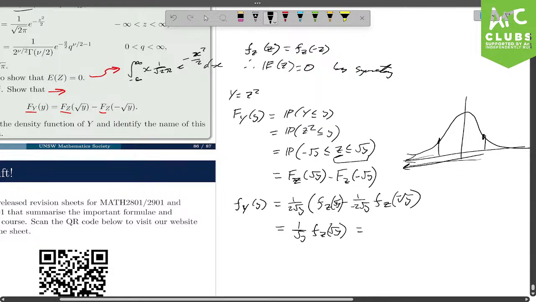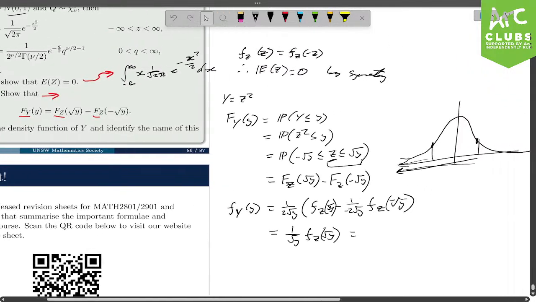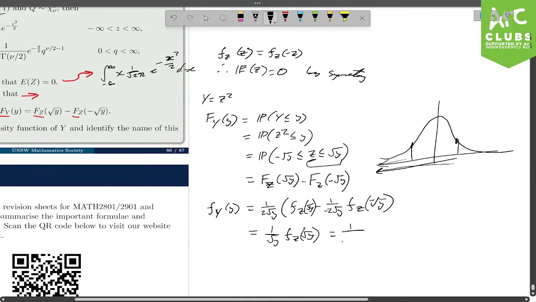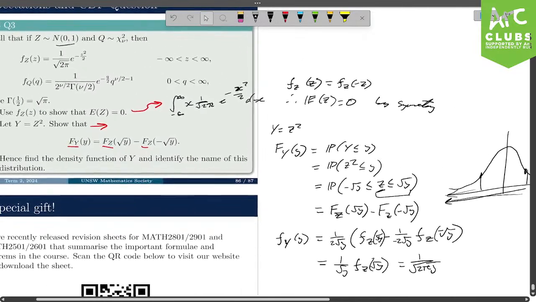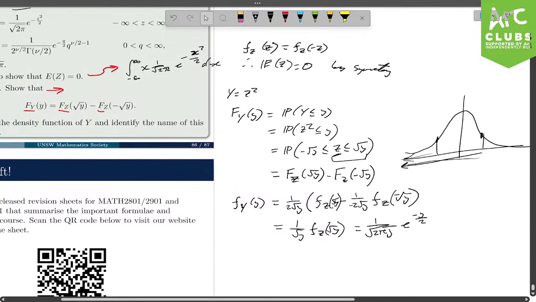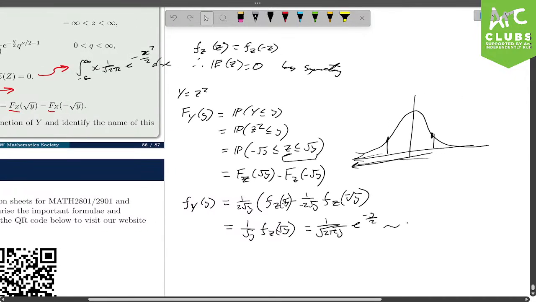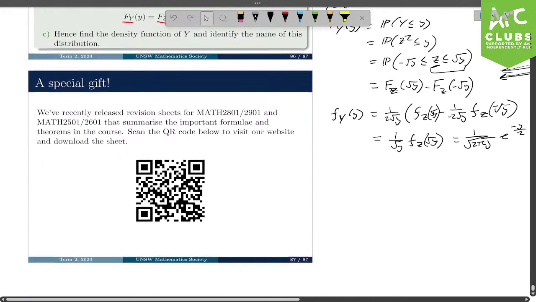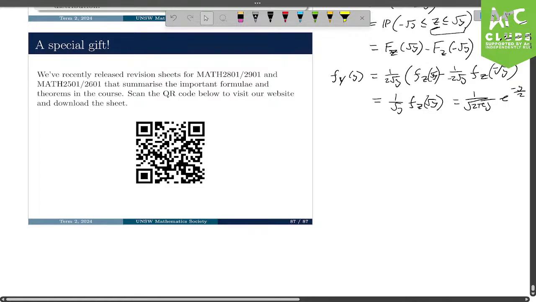And that actually just immediately becomes what we want it to become, which is 1 on the square root of 2 pi y, e to the minus y on 2, which, funnily enough, is the chi-squared distribution with 1 degree of freedom. And that'll be all. Okay, I hope that I haven't rushed this too much in the end.